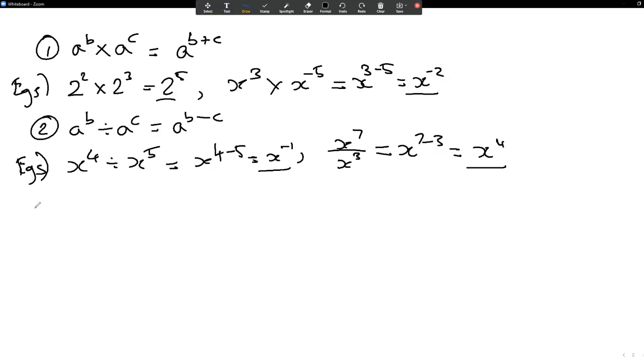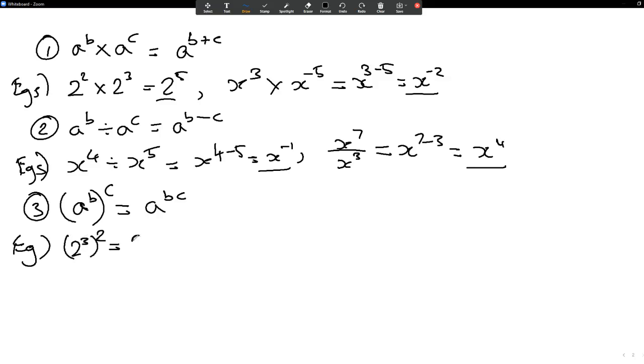Okay. Now our third rule, so we have the multiplication law and the division law. The third rule is the multiple powers law. It says that when you get a power and then you put it to another power, it's the same as multiplying those powers together. So we can actually multiply now. For example, if we have 2 to the power of 3, squared, that's the same as 2 to the power of 3 times 2, which is equal to 2 to the 6.